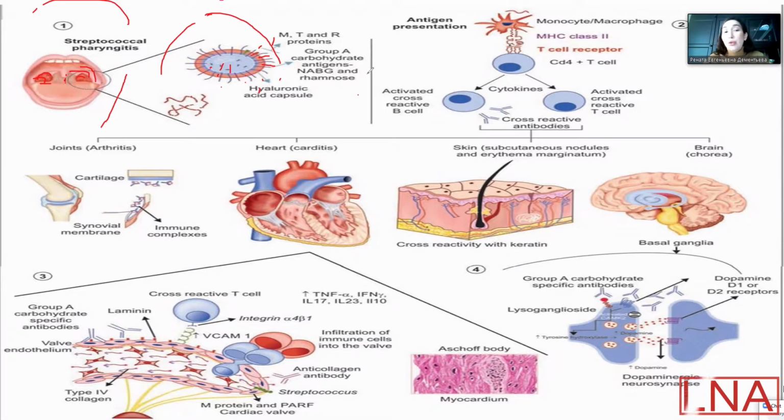which includes rhamnose, and also a hyaluronic acid capsule. The hyaluronic acid capsule is of a self-like nature, which leads to very quick multiplication in the tissue of the tonsils and pharynx. After antigen presentation, these multiplying antigens lead to activation of the immune system through activation of T cell receptors, contact with CD2 and activating cells.